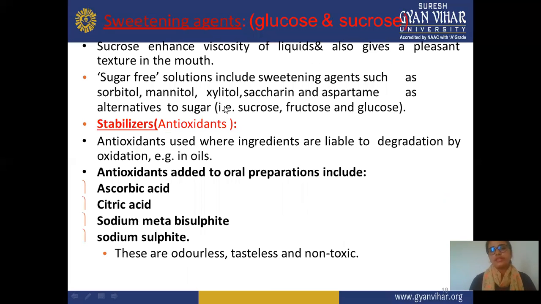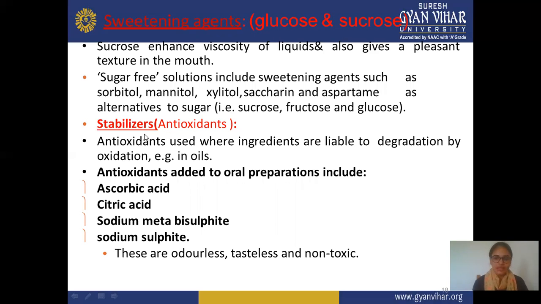Next is sweetening agents. In this you use glucose and sucrose. Sucrose enhances the viscosity of the liquid and also gives a pleasant texture in your mouth. Means if the formulation or dosage form does not have a good taste, in this condition use sucrose. It provides a pleasant taste and improves the mouthfeel. Sugar-free solutions include sweetening agents such as sorbitol, mannitol, xylitol, saccharin, and aspartame, and examples of sugars are sucrose, fructose, and glucose.